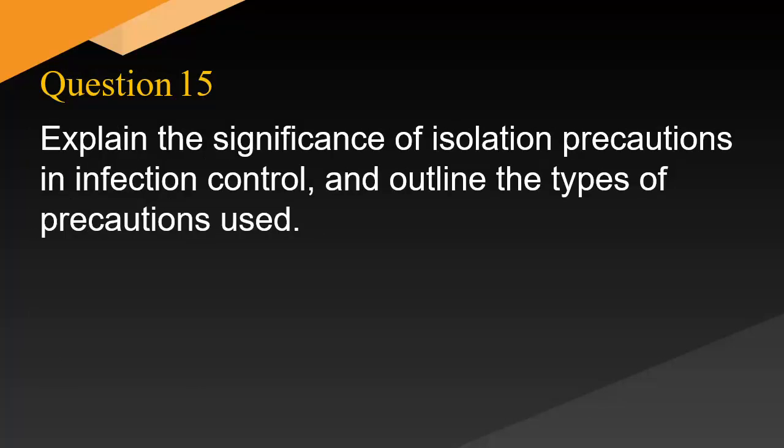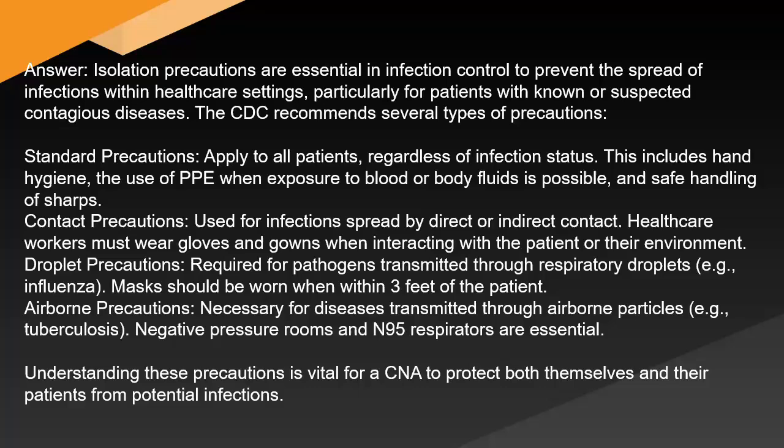Explain the significance of isolation precautions in infection control and outline the types of precautions used. Answer: isolation precautions are essential in infection control to prevent the spread of infections within healthcare settings, particularly for patients with known or suspected contagious diseases. The CDC recommends several types of precautions. Standard precautions apply to all patients, regardless of infection status. This includes hand hygiene, the use of PPE when exposure to blood or body fluids is possible, and safe handling of sharps.